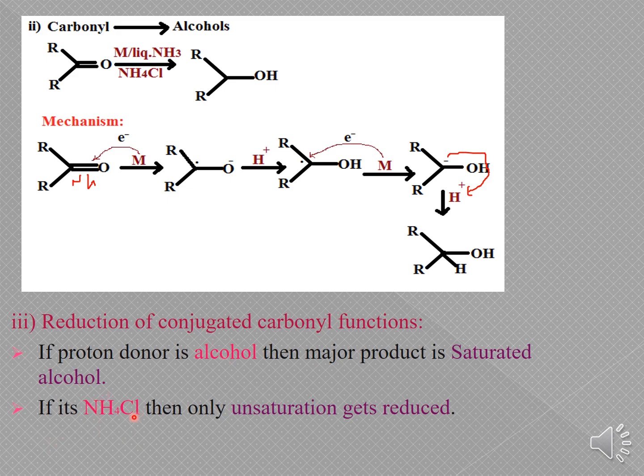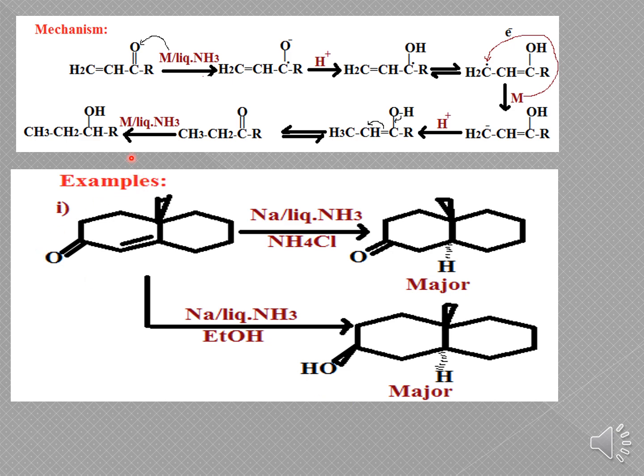Okay. So here there are two conditions wherein you are taking one of the solvents, that is your alcohol, and the ammonium chloride as your solvent. This is also acting as a proton donor. So if the alcohol is acting as the proton donor, then the major product will be, let us see the mechanism, the saturated compound. If you see the mechanism, and if it is NH4Cl, then the unsaturated functional group is reduced.